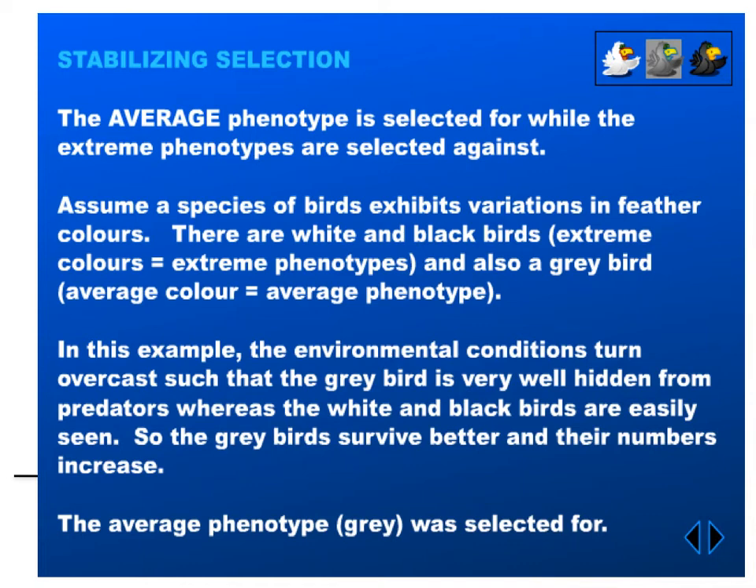Now, in this example, the environmental conditions become overcast. So the grey bird is very well hidden from predators, whereas the white and black birds are easily seen. So the grey birds survive better and their numbers increase.